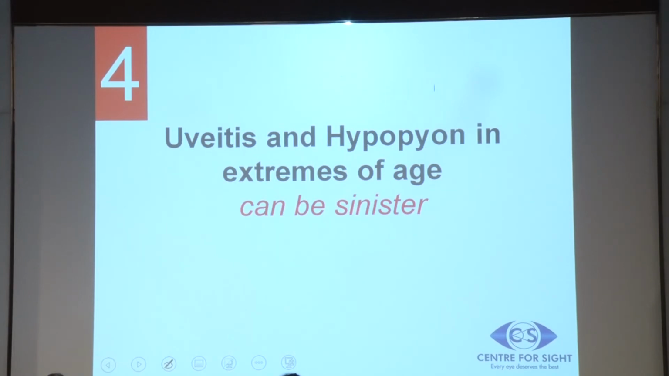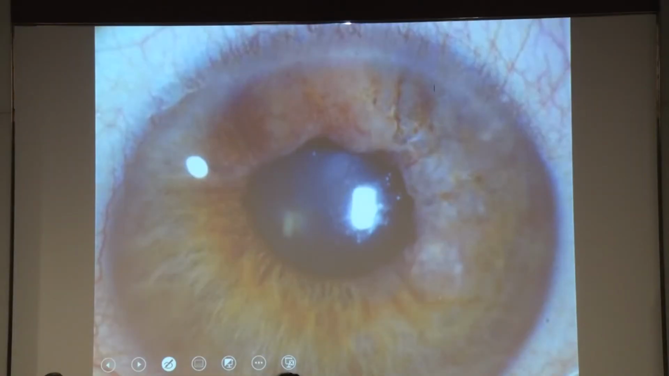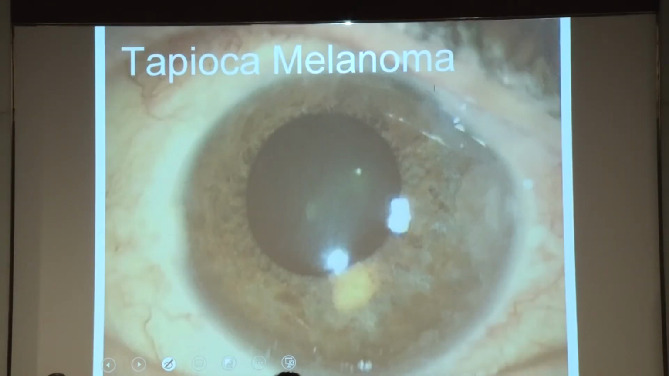Next tip is that if you find uveitis and hypopyon in extremes of age, in a young child, in an elderly individual, it can be sinister. Uveitis is mainly in young adults, generally. But if you find hypopyon in a young child, 5-6-year-old child or 70-year-old grandparent, you should be very careful. This was diagnosed as granulomatous uveitis. It may look like it, but there is attendant blood vessel as well. This patient actually had CA lung.